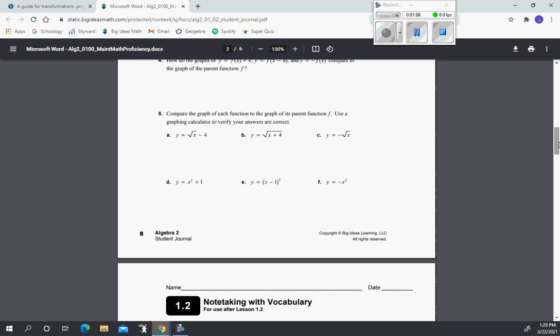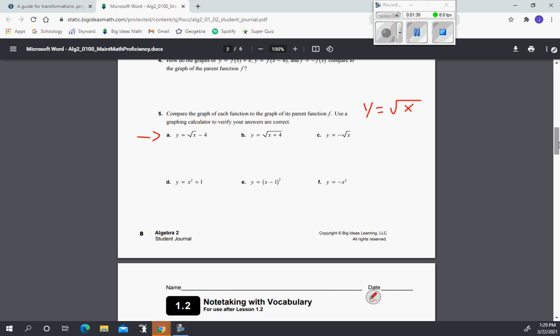Compare the graph of each function to the graph of its parent function, f. Use a graphing calculator to verify the answers are correct. We're not going to use that. We're just going to focus up here. What is the parent function of these three? Well, it's this function right here: y equals the square root of x. That's the parent function. It's a square root function.